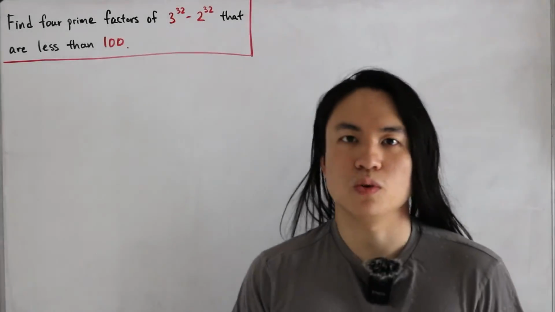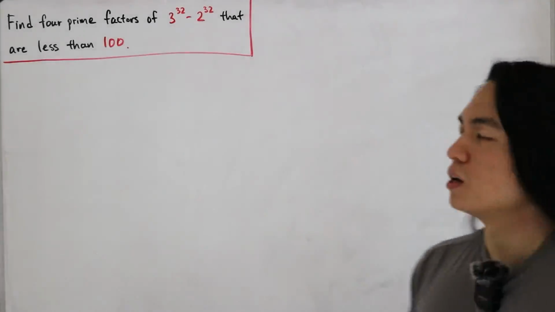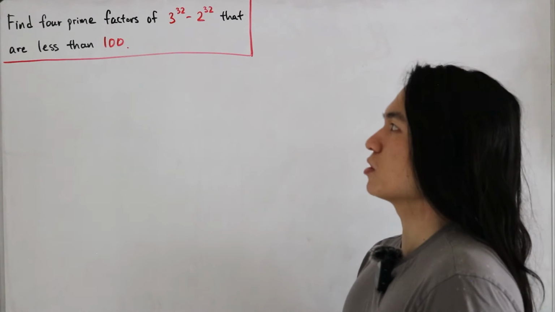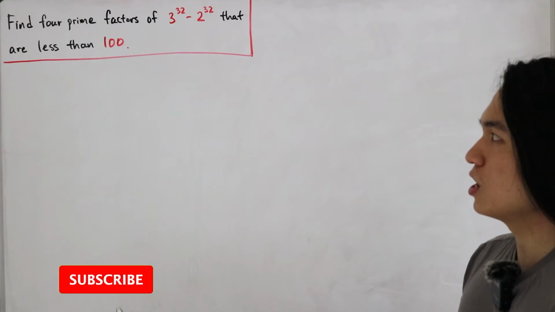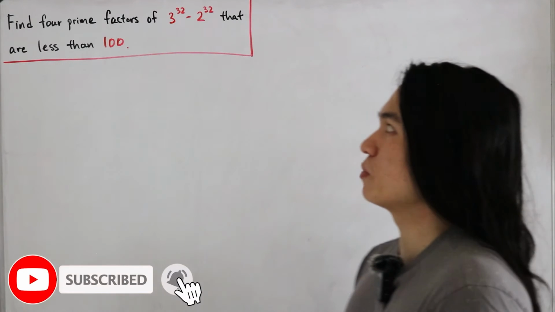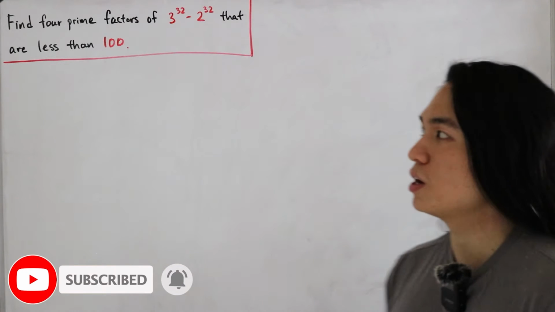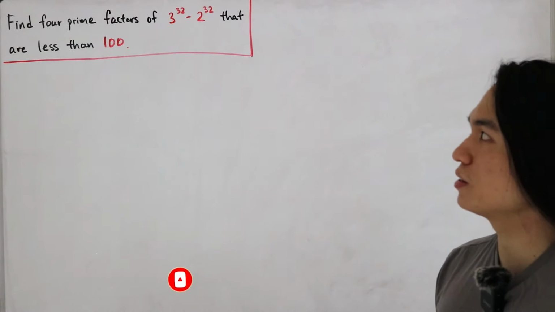Okay, so welcome back to another video. Here's an interesting number theory problem. We want to find 4 prime factors of the number 3 to the power 32 minus 2 to the power 32 that are less than 100.